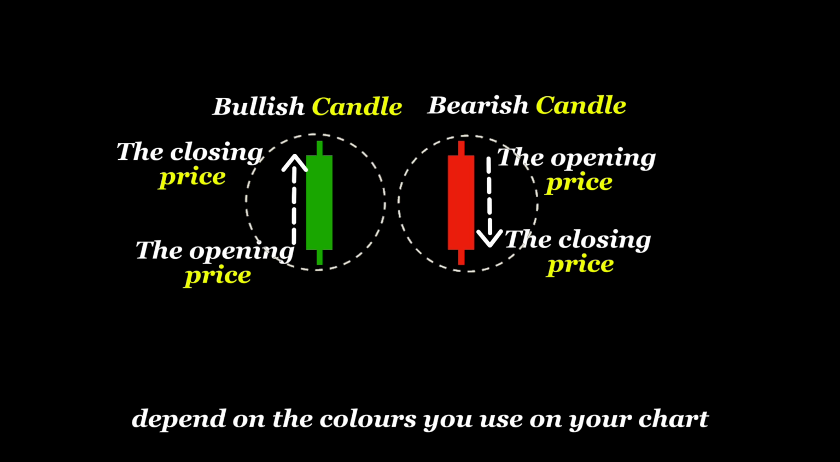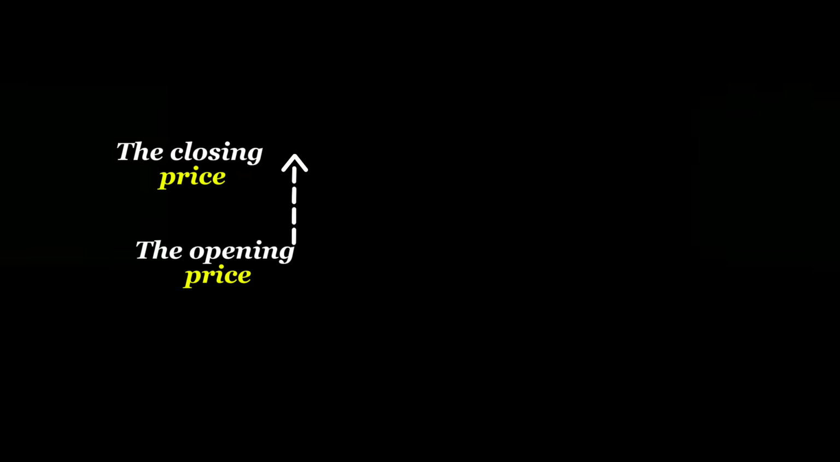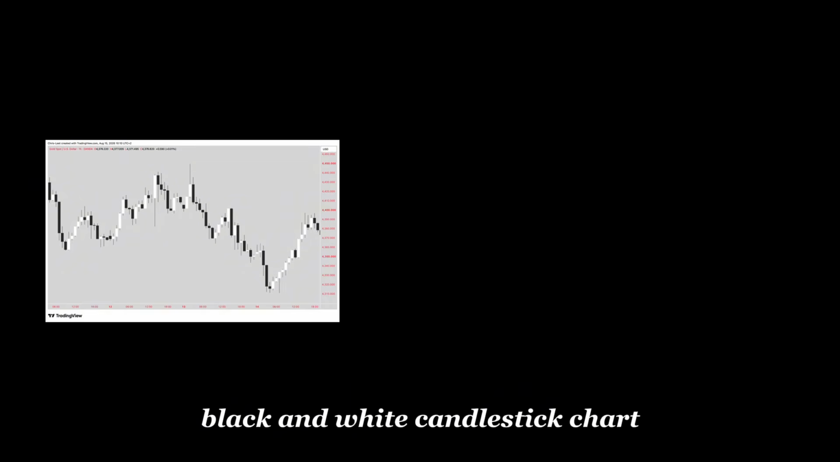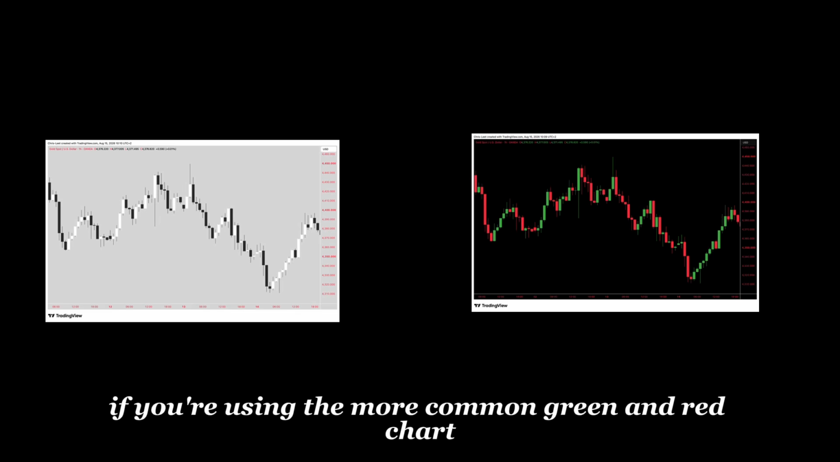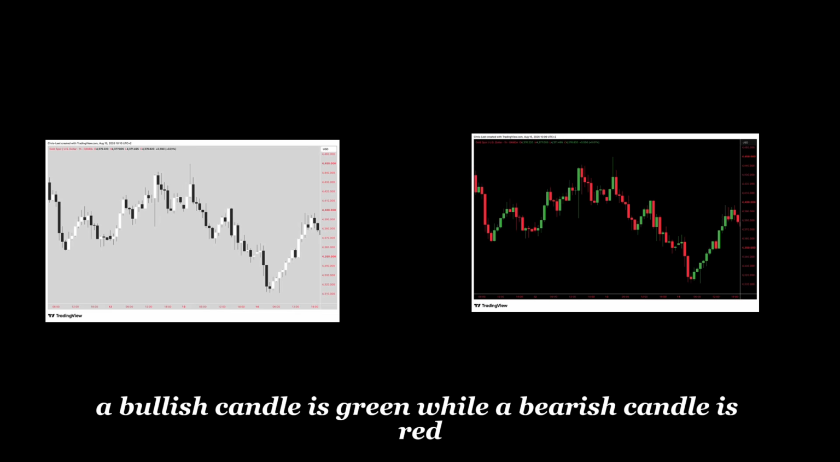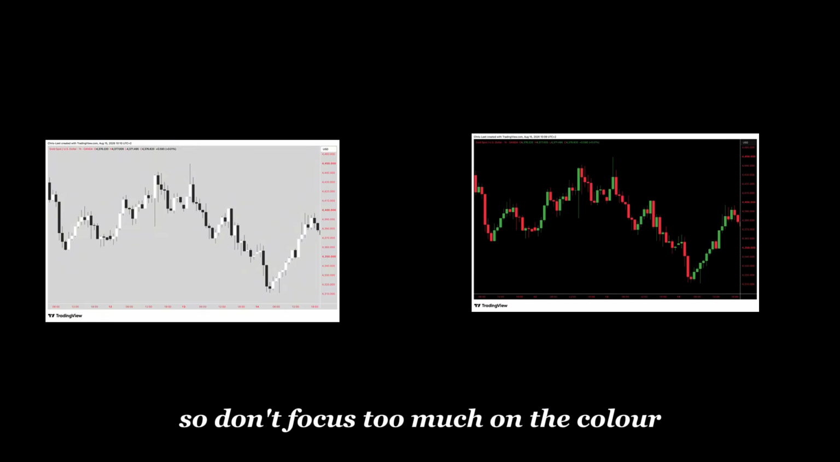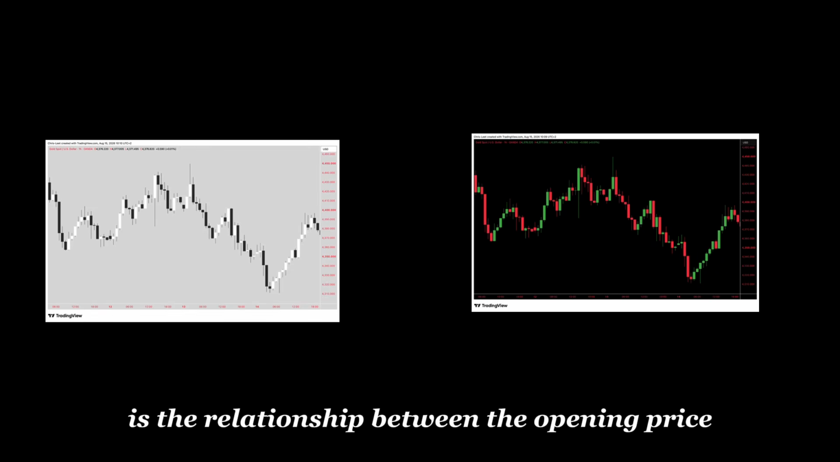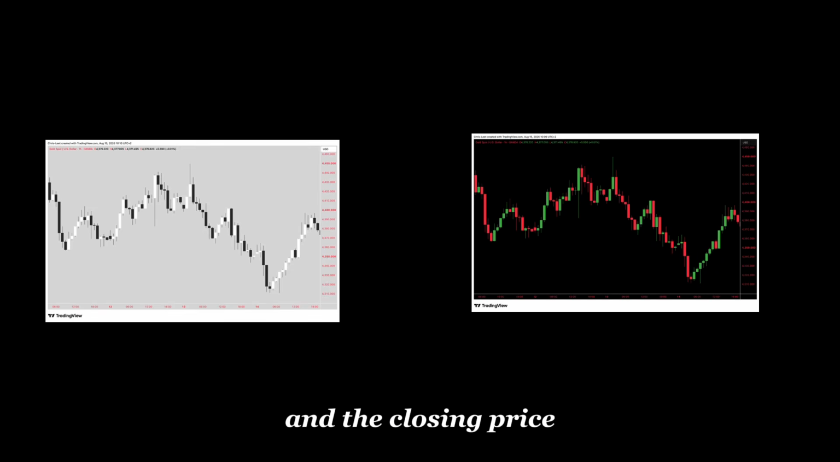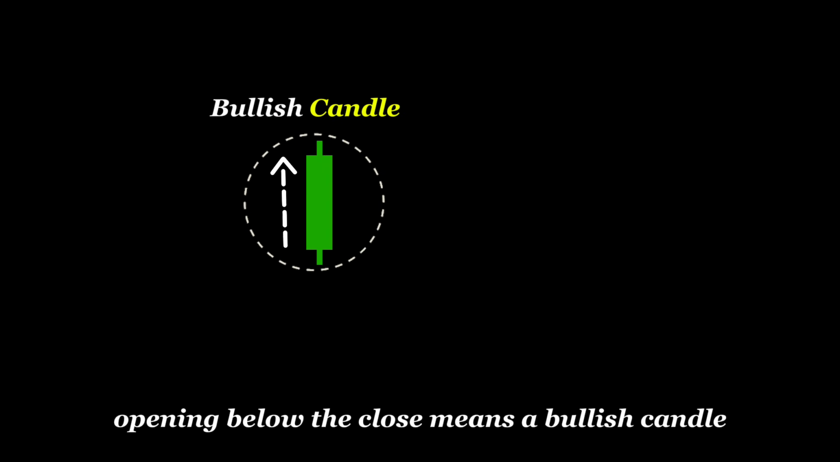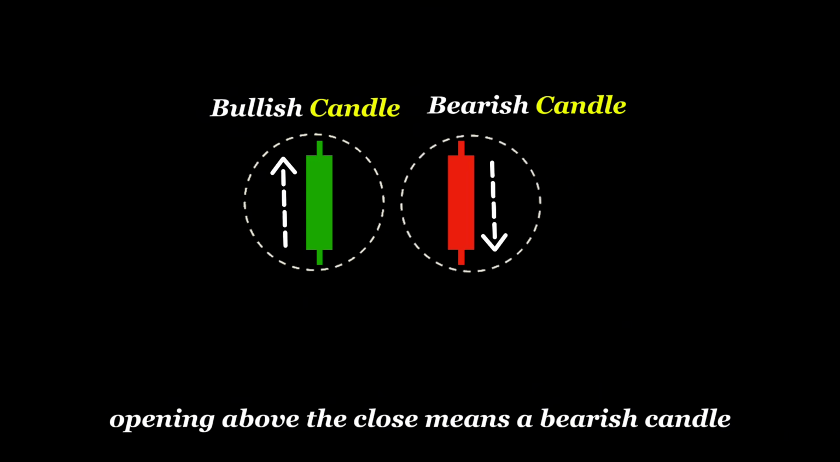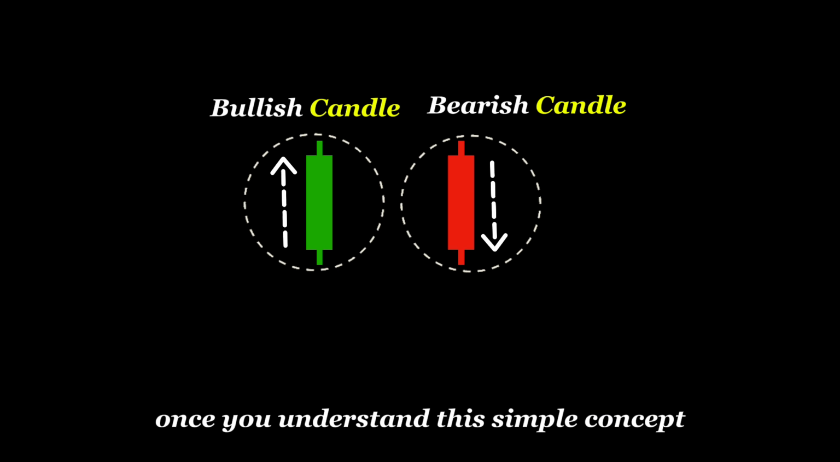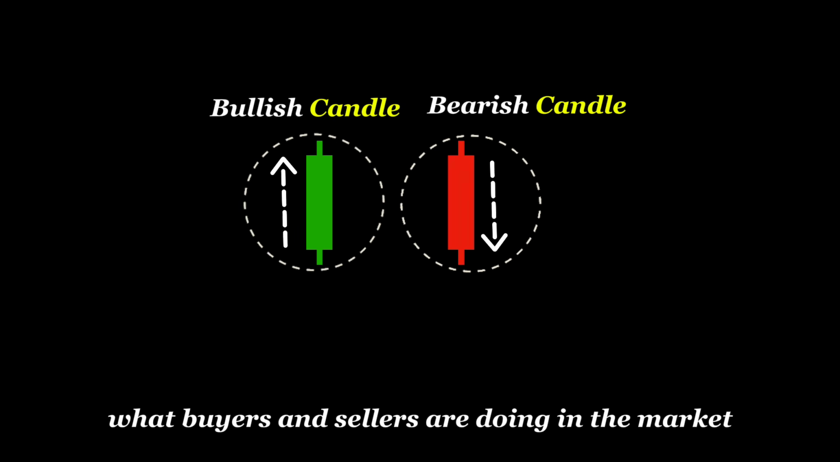The colors of the candles depend on the colors you use on your chart. If you're using the traditional black and white candlestick chart, a bullish candle is usually white, while a bearish candle is black. If you're using the more common green and red chart, a bullish candle is green, while a bearish candle is red. So don't focus too much on the color. What really determines whether a candle is bullish or bearish is the relationship between the opening price and the closing price. Opening below the close means a bullish candle. Opening above the close means a bearish candle. Once you understand this simple concept, you can already start reading what buyers and sellers are doing in the market.